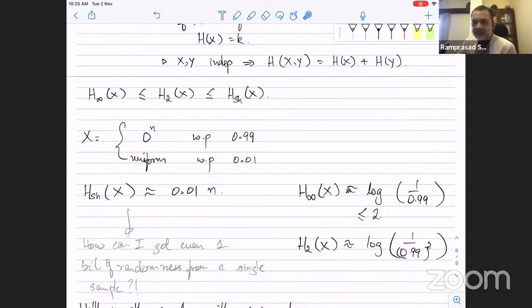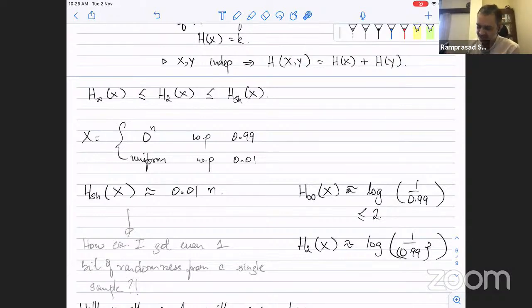Just because of the fact that there is a big spike at 0 to the n, no matter what function I end up writing after this, there'll be one value that takes probability at least 0.99. So the fact that there was a uniform distribution with chance 0.01 somehow seems irrelevant when you're only working with one sample. I hope this roughly gives you a sense of why Shannon entropy is perhaps not what we should be looking at when it comes to randomness extractors, where all we have to work with is one sample.